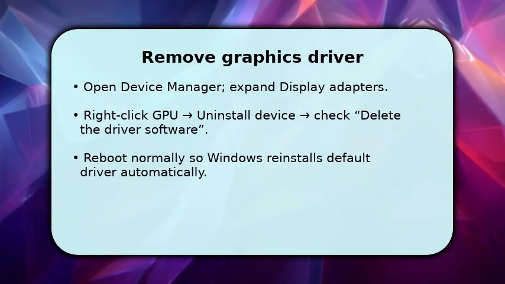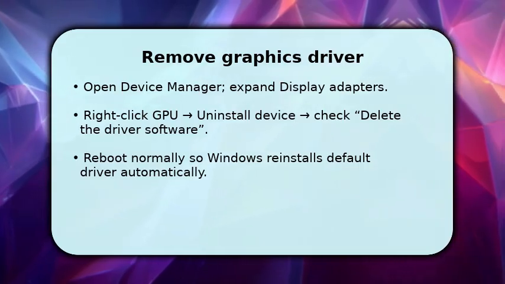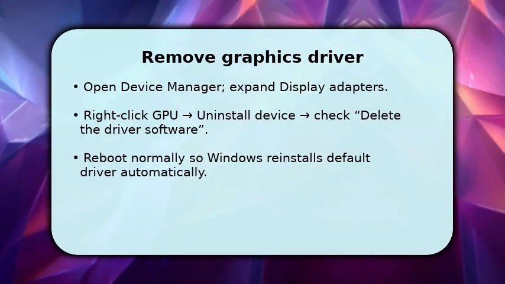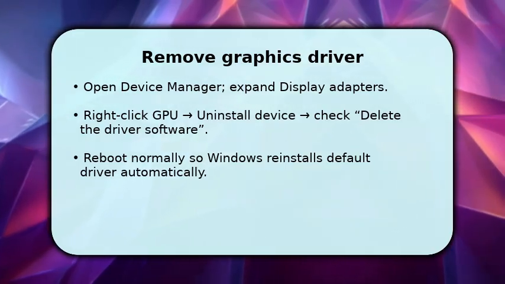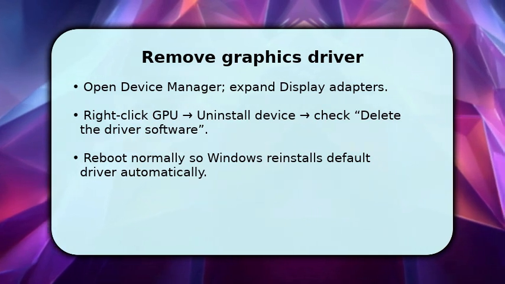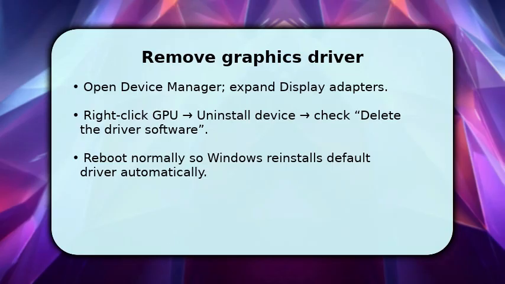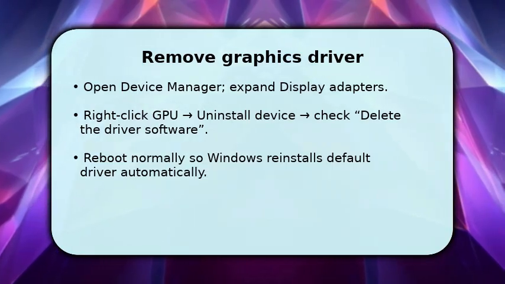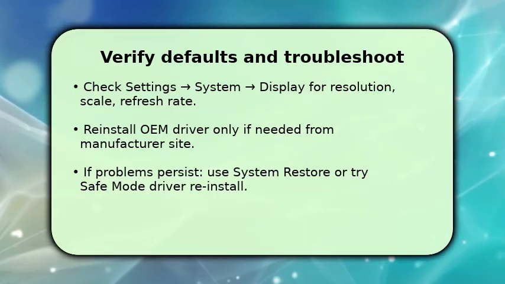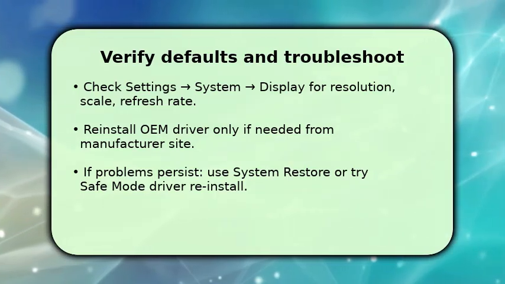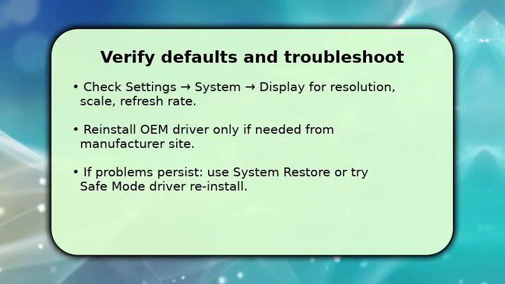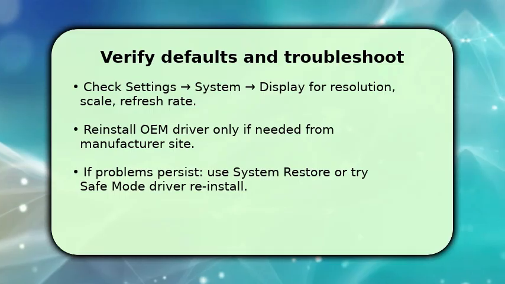Once removed, shut down and reboot normally. Windows will detect the hardware and install a generic Microsoft Basic Display Adapter or the proper default driver. This step resets scaling, resolution, refresh rate, and color profiles back to safe defaults, so your display returns to stock behavior. After reboot, verify defaults in Settings > System > Display. Confirm resolution, scale, and refresh rate are correct, and remove any color profiles from color management.